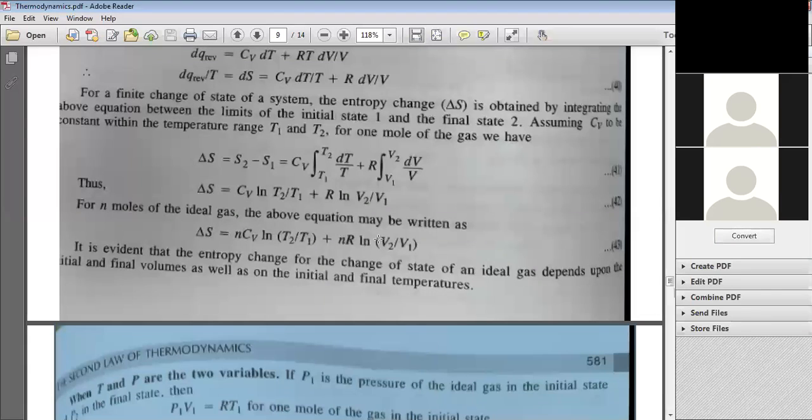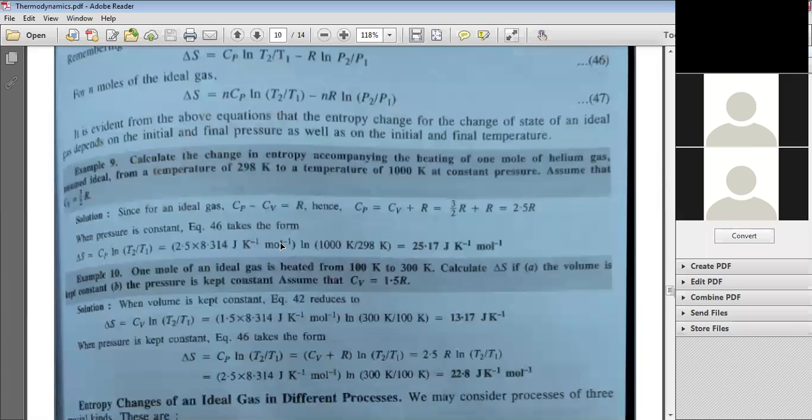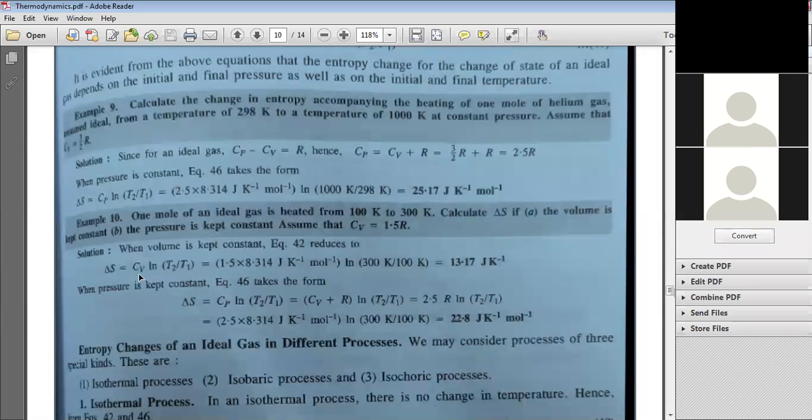So for this, equation number 43, we have to make use of it. If T1 and T2 are the only variables, and V1 and V2 remain constant, the contribution from the second term will be 0. Only the first term contributes. If we apply this formula, delta S will be equal to CV ln T2 by T1, because the second term in terms of volume disappears. Why is it disappearing? Because volume is constant.